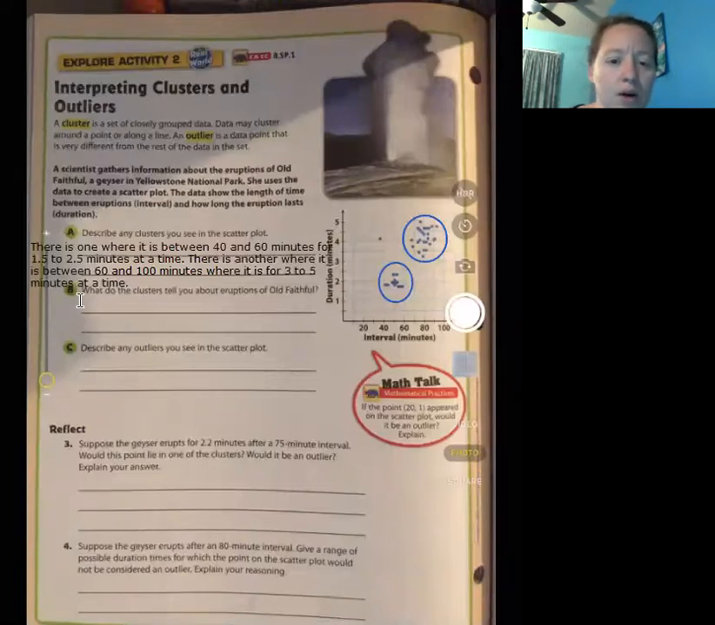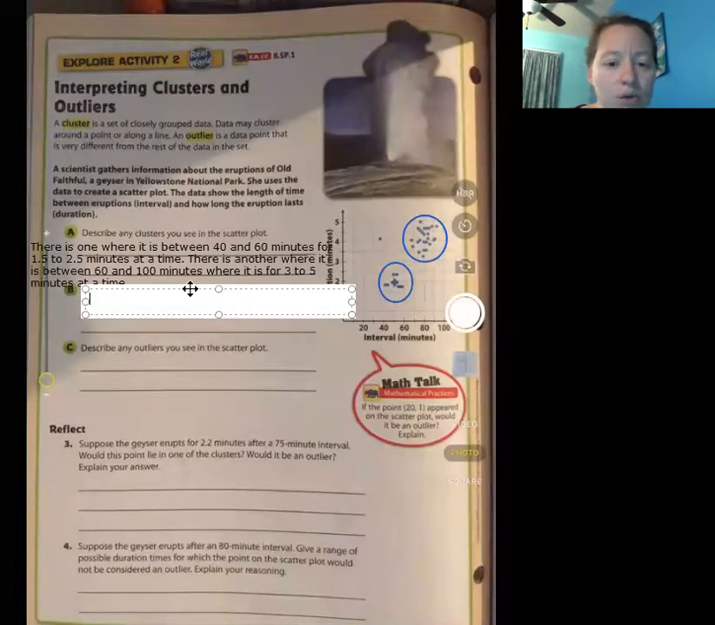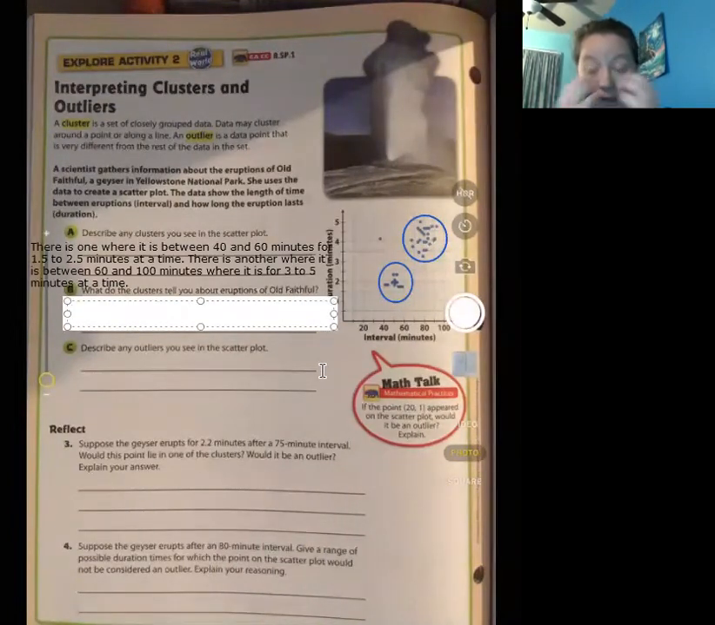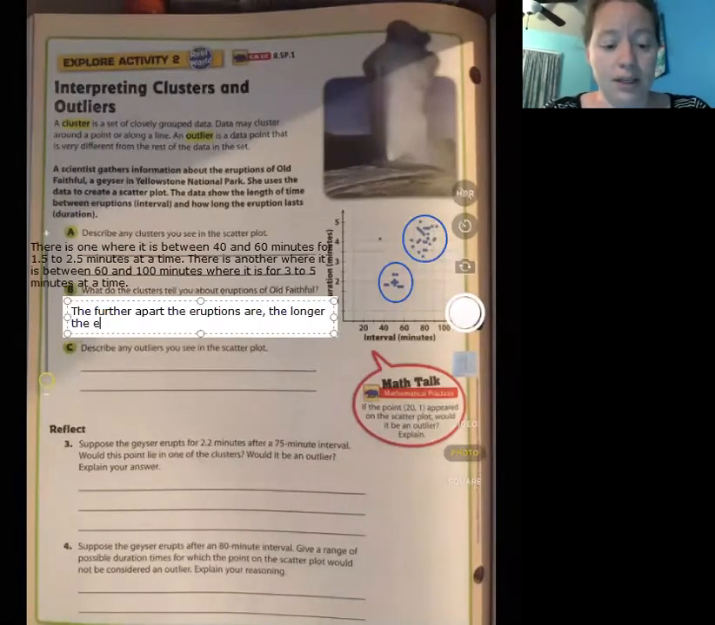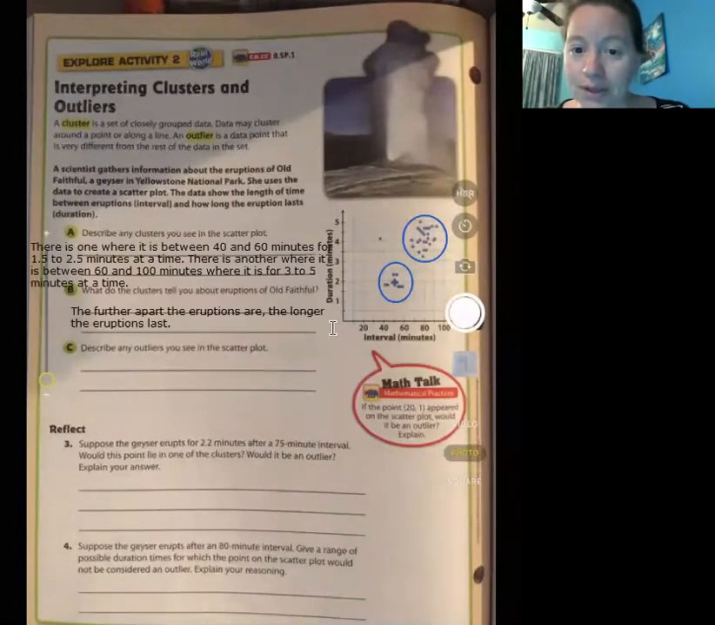That's okay. What do the clusters tell you about eruptions of Old Faithful? It tells you the further apart the eruptions are, the longer the eruptions last. Okay? So this is how long they last. This is how far apart they are. So when it was 40 to 60 minutes apart, it only lasted for 1.5 to 2.5 minutes at a time. But when it's 60 to 100 minutes apart, it lasts for 3 to 5 minutes at a time.